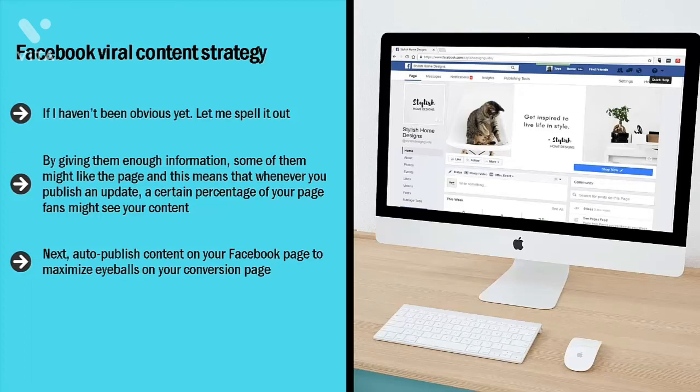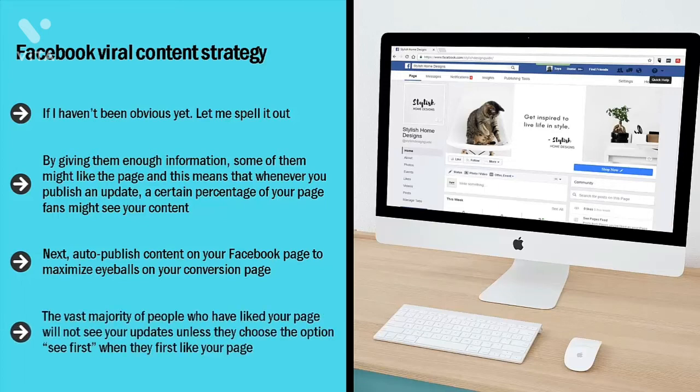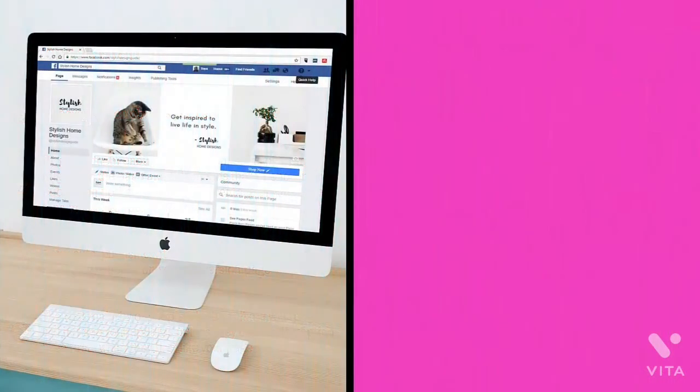In other words, keep posting on a regular basis to your Facebook page. Don't feel guilty about this. Please understand that only a tiny minority of your Facebook fans will get to see your updates. The vast majority of people who have liked your page will not see your updates unless they choose the option See First when they first like your page. But generally speaking, only a small percentage of your page fans will see your updates, so it helps to publish on a regular basis and to publish a lot.